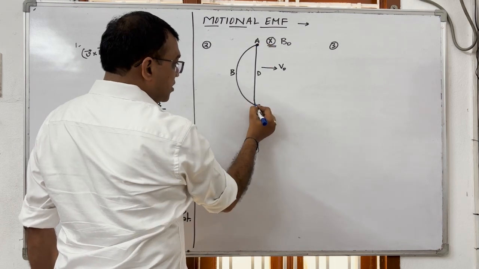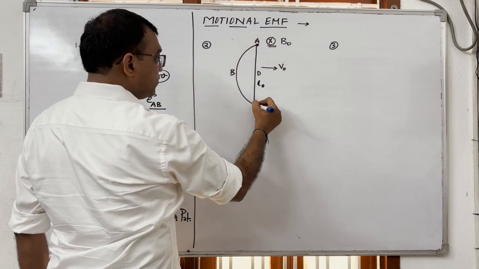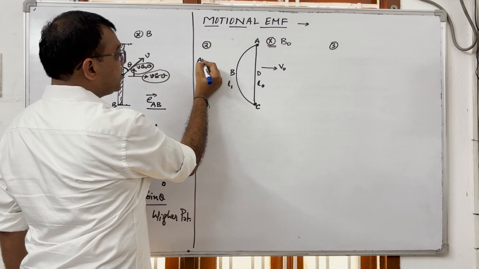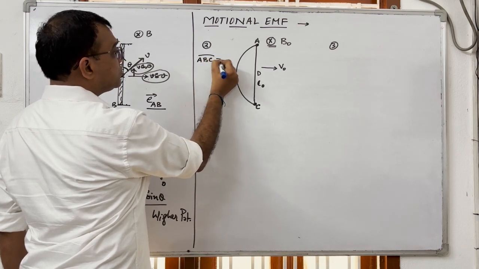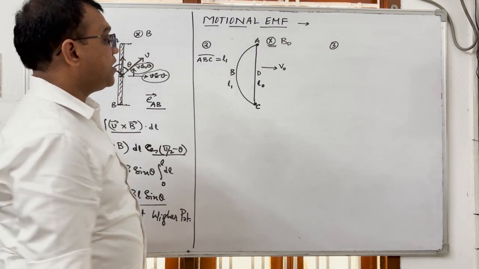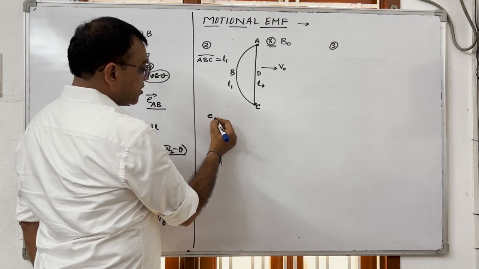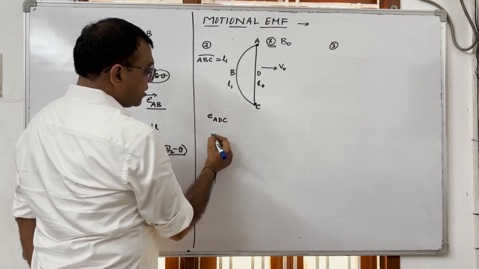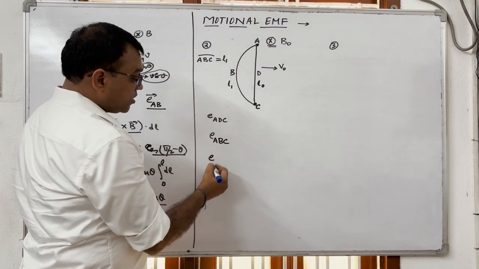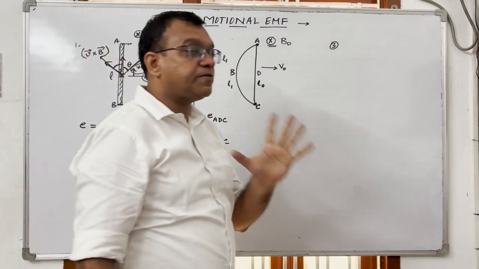The length of ADC is L0 and the length of ABC is L1. So arc length ABC is equal to L1 and ADC length is L0. We have to find the EMF induced across ADC and across ABC, and also the EMF induced across the entire loop. This is what we have to find.